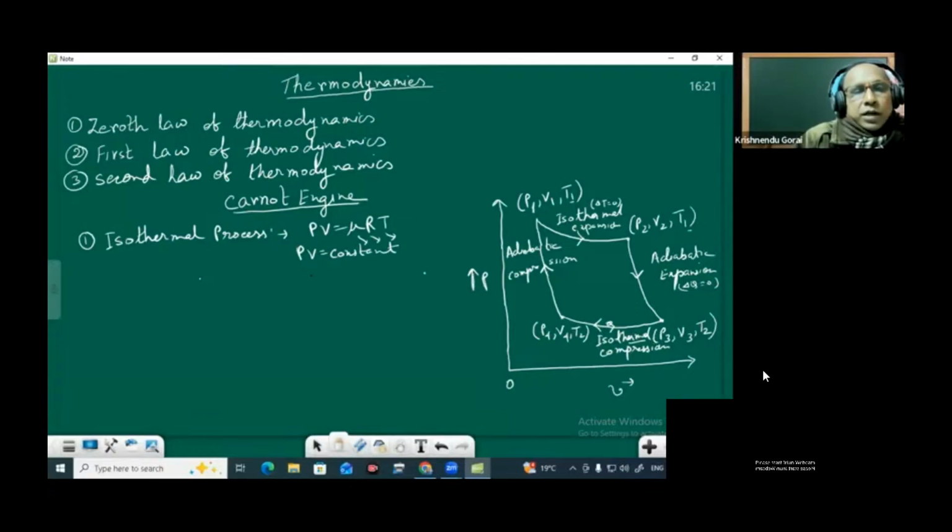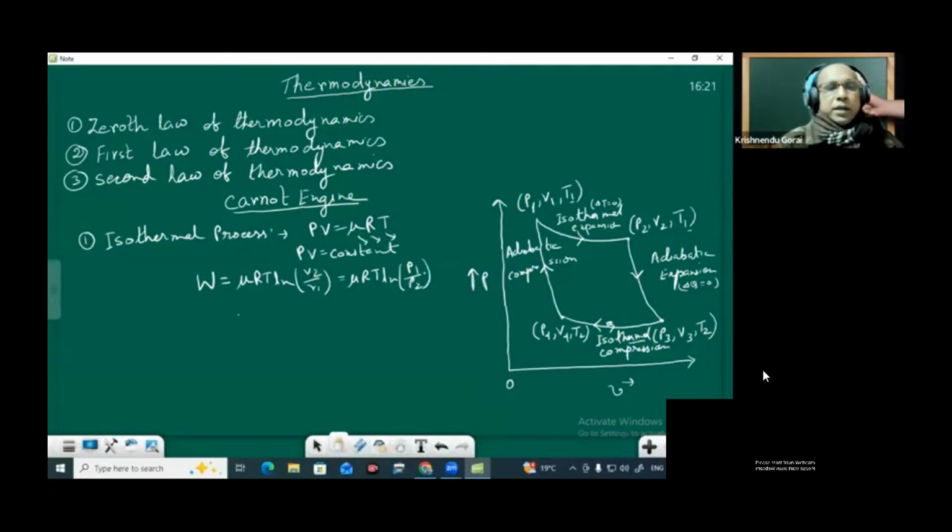And what is the work done? You have to remember the work done in an isothermal process. There are two formulas: W equal to mu RT ln V2 by V1, or equal to mu RT ln P1 by P2. These two you have to remember. This is the work done in an isothermal process.